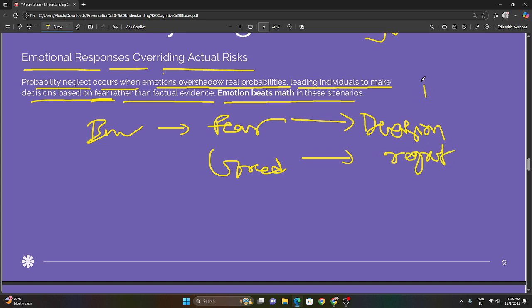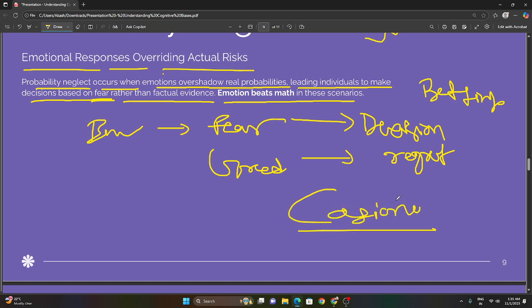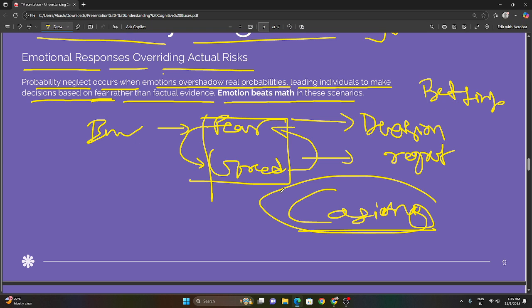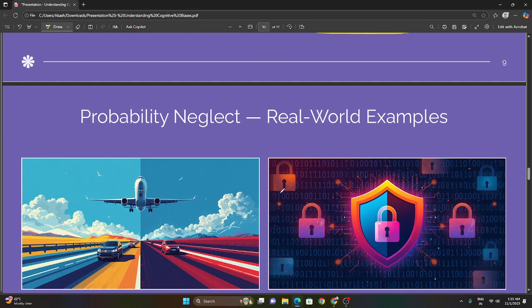For example, the betting. This is how the betting apps work. This is how the whole betting scenario works. This is how casinos work. So that's the thing, guys. They use probability neglect, because we have these two things innate with us. Fear often drives to greed, and greed often goes towards fear. It is like a yin and yang. Let's go for the examples.